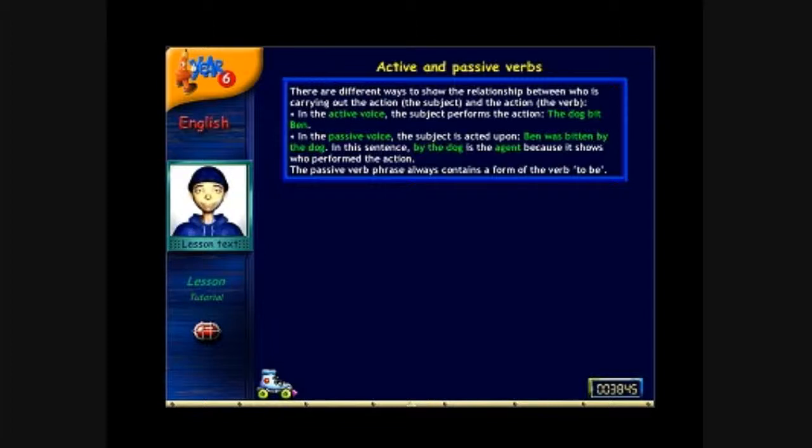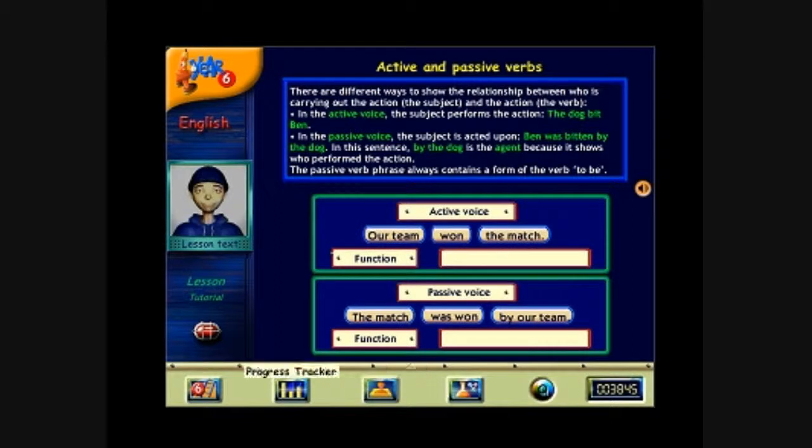That's Japanese. In this sentence, the subject of the verb is... In the passive, by the dog is the agent. Because it shows who performed the action. Click on each group of words.